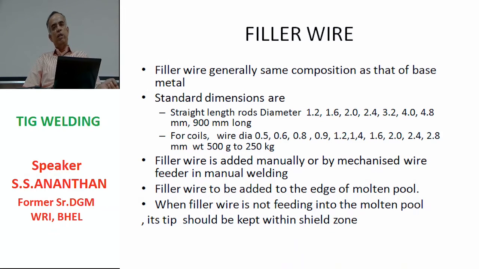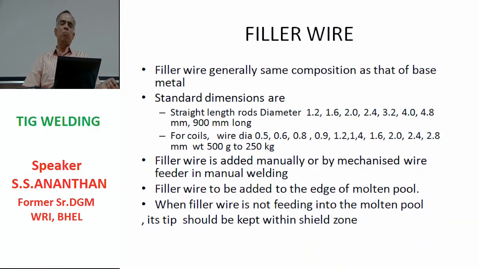That is, it has to be fed at the edge of the molten pool and not in the middle of the arc. If one adds the filler wire to the arc, what happens is the alloying element available in the filler wire evaporates, reducing the alloying element in the system.